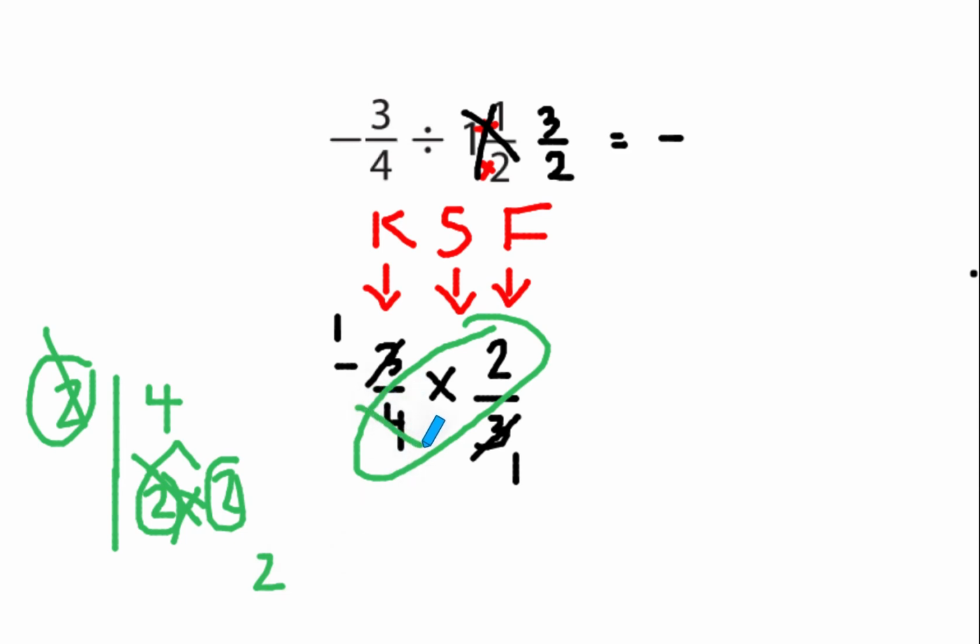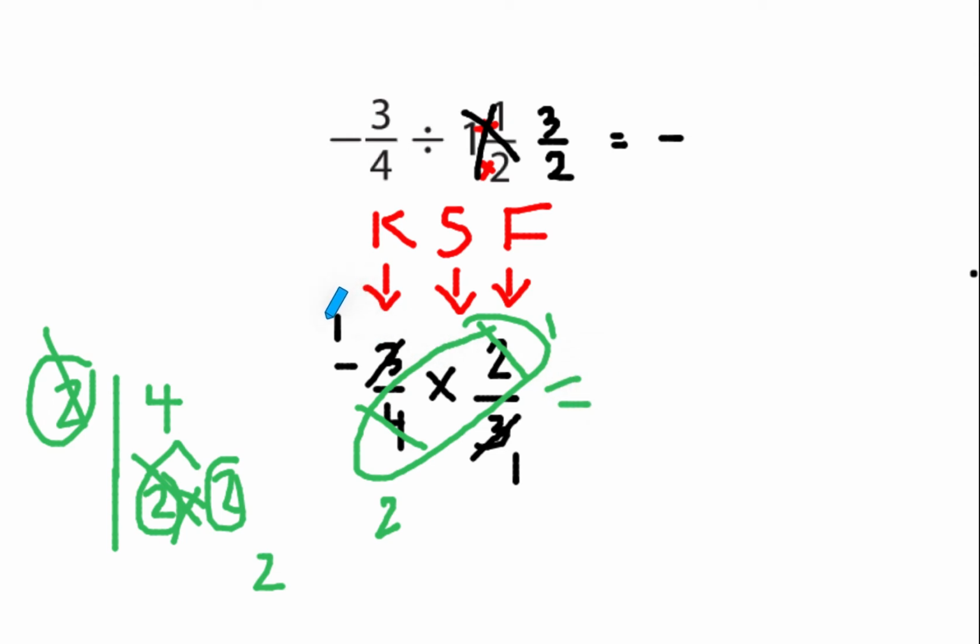4 divided by 2 is 2. 2 divided by 2 is 1. There's also another trick. Remember I told you to look at the smallest number and see if it goes into that number. 2 does go into 4 twice, and 2 goes into 2 once.